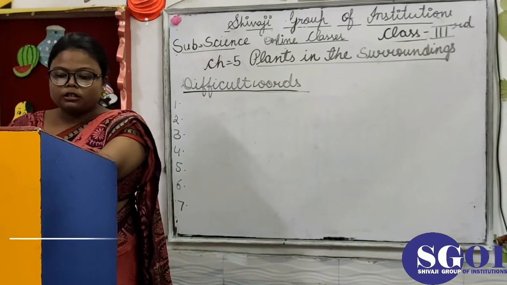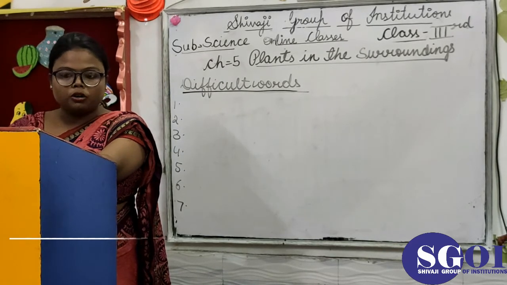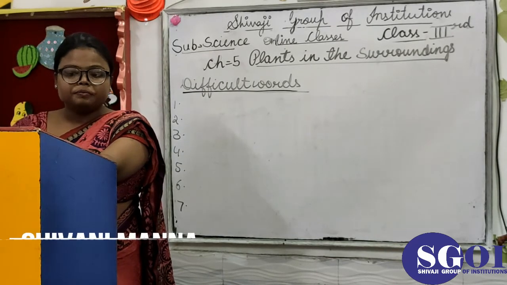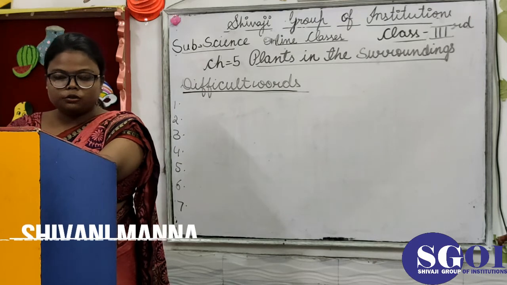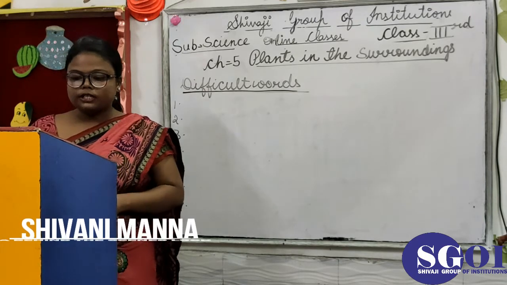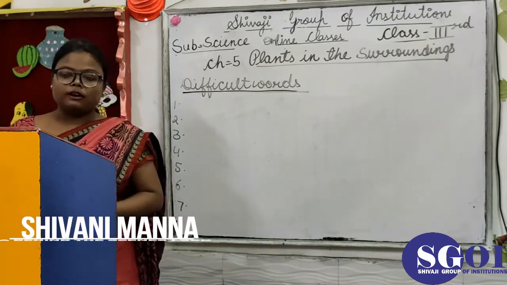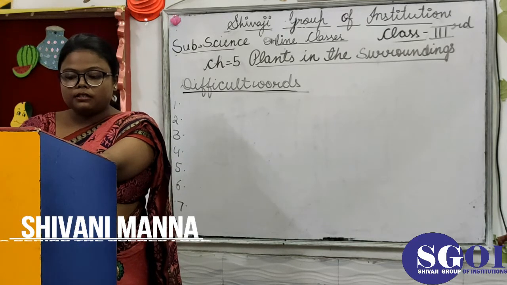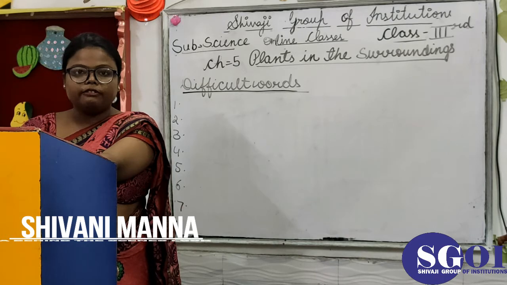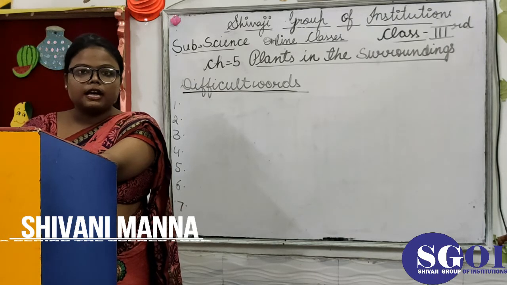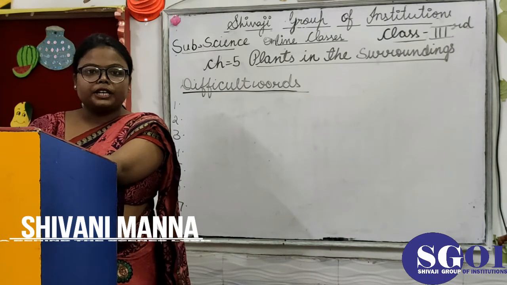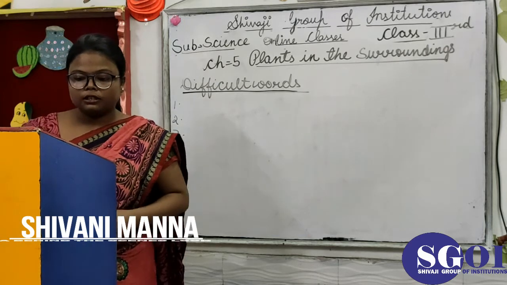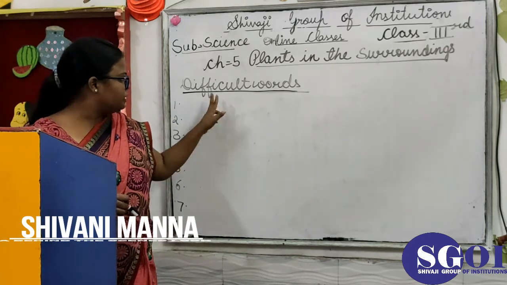Kids, open your science notebook and you have to be writing your notes. First, on the first page you have to write the chapter name, that is Plants in the Surroundings, Chapter 5, and write down today's date. Clear? So first we start with difficult words.